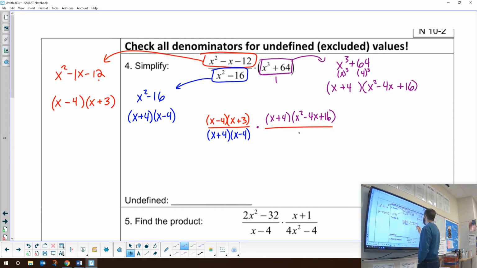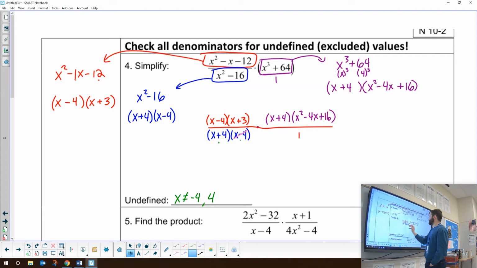And remember, this is over 1, right? So now, whenever I multiply these together, I'm just going to extend my line, multiply the tops together, the bottoms together, and we just cancel out whatever we can. In this case, actually, let's talk about my undefined values first. Everything's factored in the denominator. So for this one, we're going to have an undefined value of x can't equal negative 4, and for this one, positive 4. Okay, now let's cancel out.